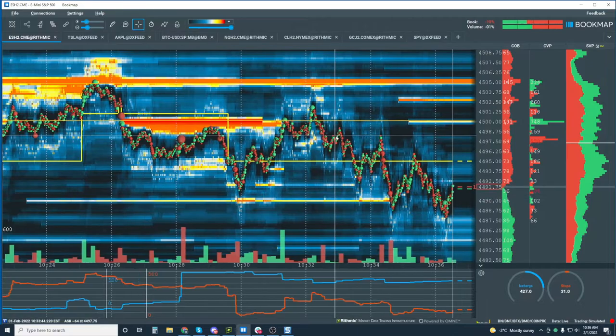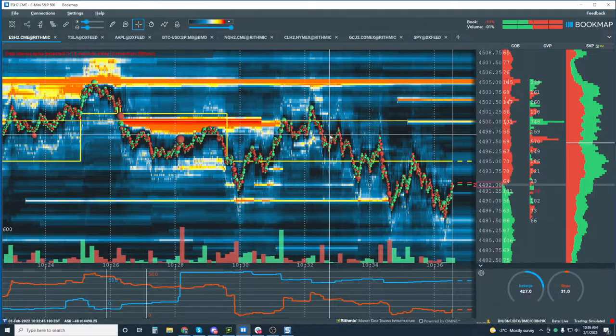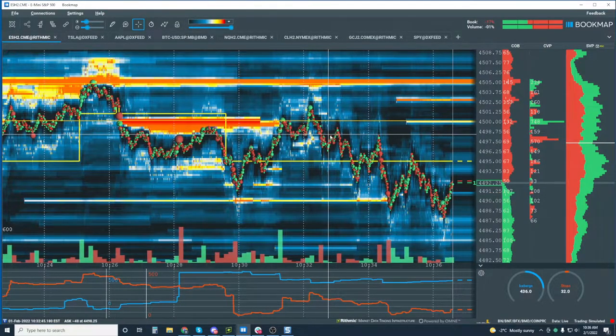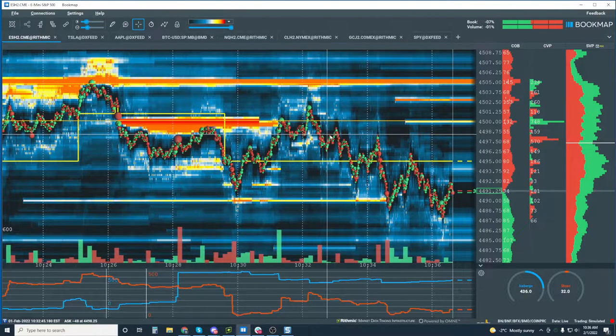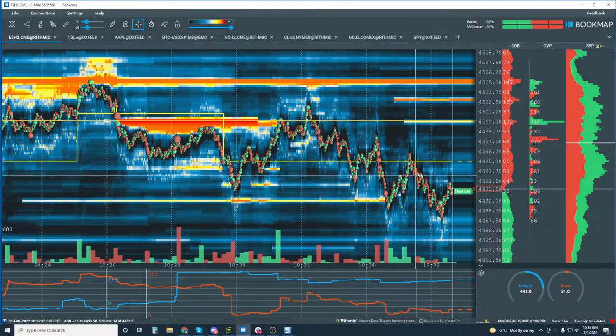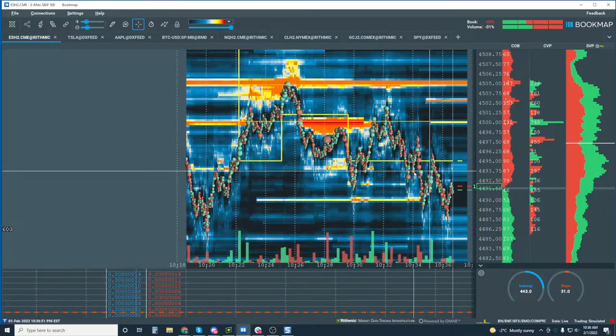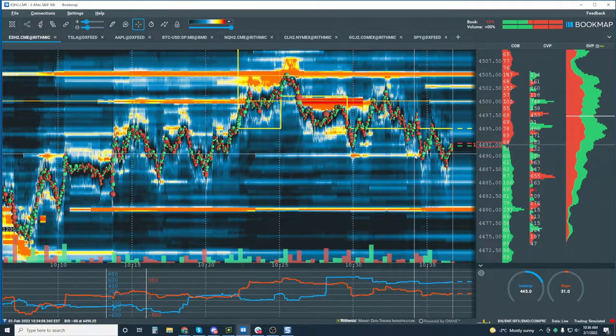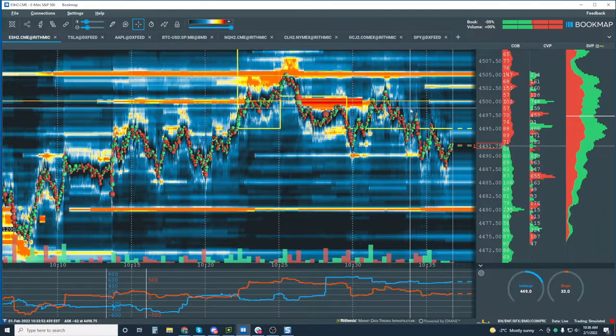It was all of that buying and selling pressure was completely absorbed by the limit orders on the other side of the trade. All right, so we made it down to 90. That was the next scenario.